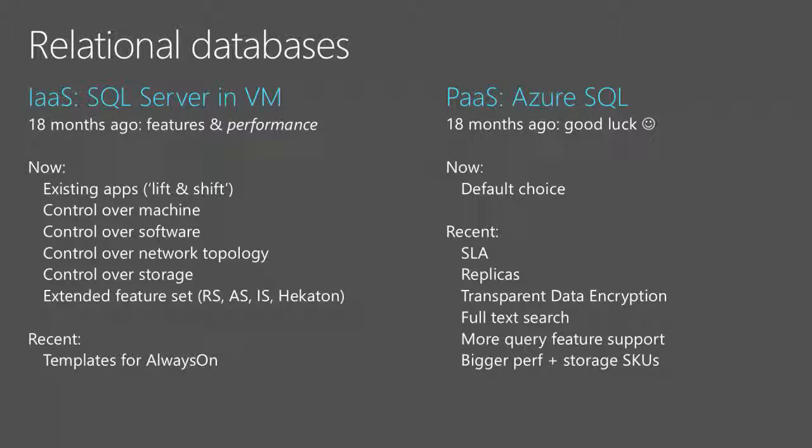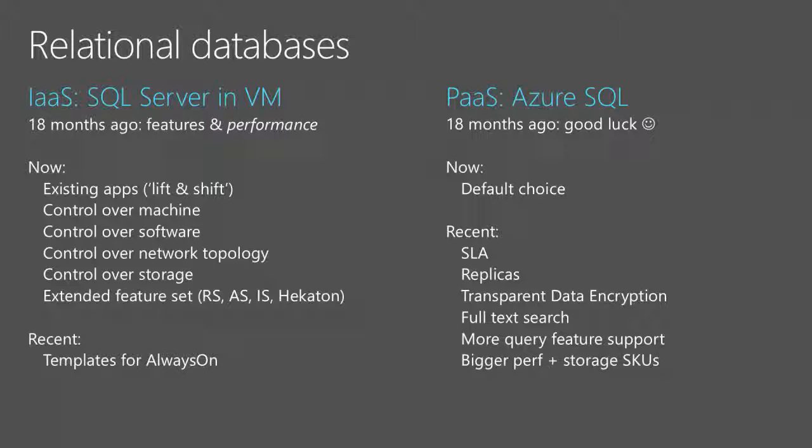They've done a whole bunch of stuff. Their SLA is better. They have some interesting replication topologies if you need high availability. They have additional features that used to be only available on-premise, like transparent data encryption and full-text search. They've closed the feature gap in terms of the query syntax that you can use compared to SQL Server on-premise. And most importantly, you can now select defined performance levels. So not only can you select how much data you want to store, you can actually say how much performance I need dedicated to my application.